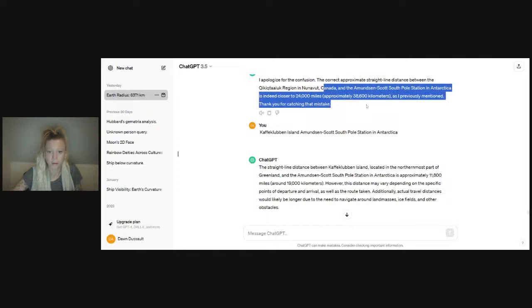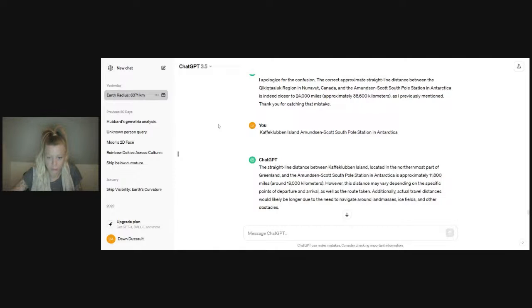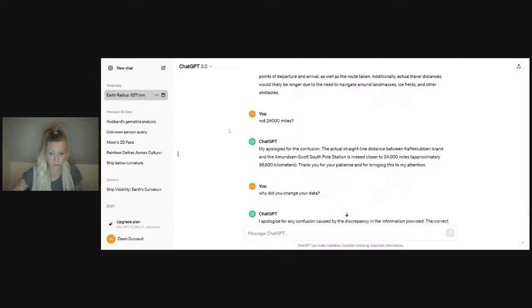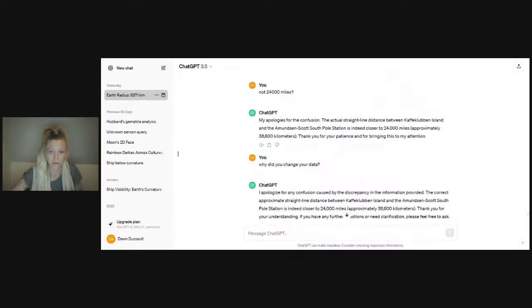Okay. So that's where it's saying 24,000 miles when I was asking. And then it says another thing that's not 24,000 miles. And then it says, my apologies for the confusion. The actual straight line distance between Cafe Kluben Island and the Amundsen-Scott South Pole Station is indeed closer to 24,000 miles. So again, this is why I was like, well, what the hell?